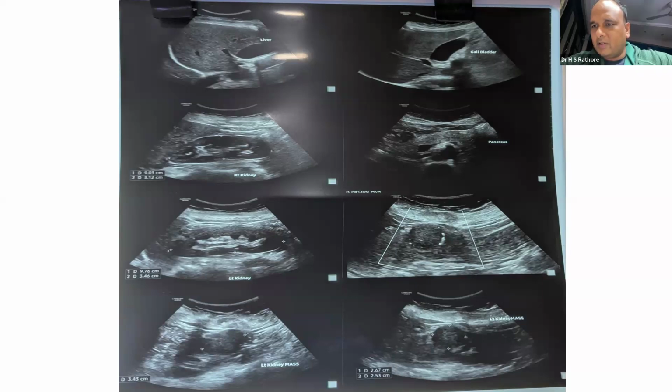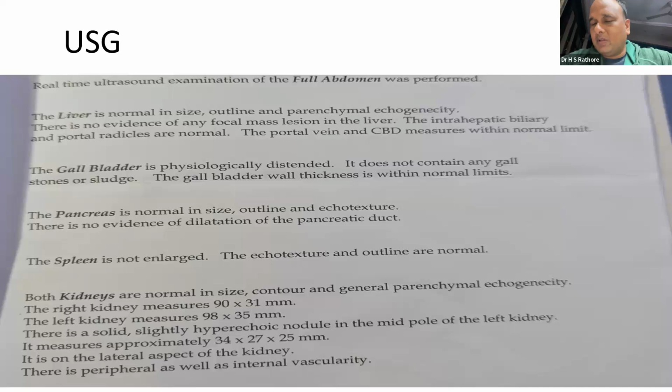Yes, sir. It may not be visible, but in case you can see it in your exam, please mention that. Left kidney upper pole, size 2.67 into 2.53 centimeter mass. It is a solid structure.